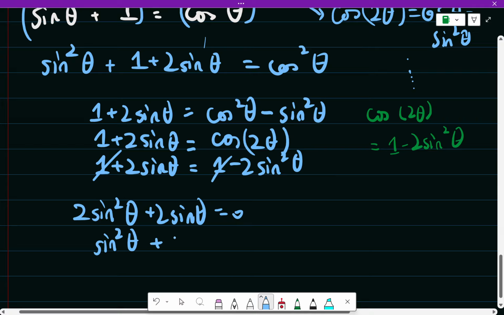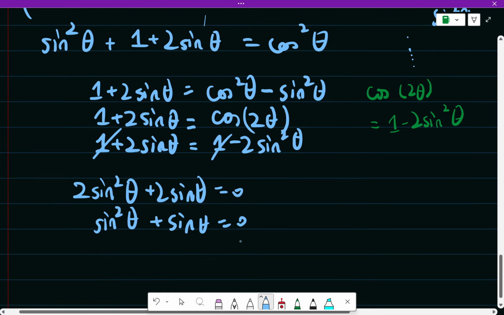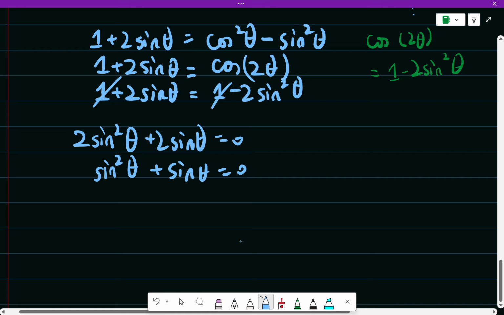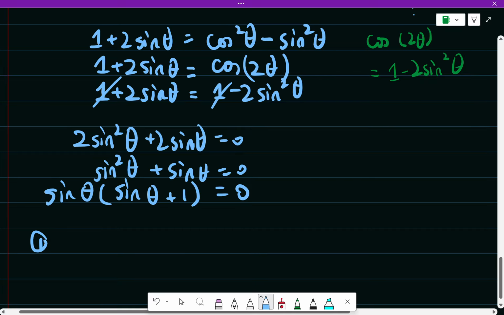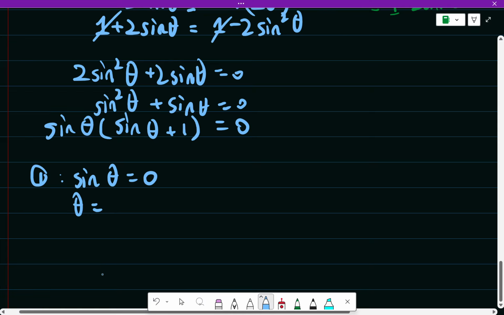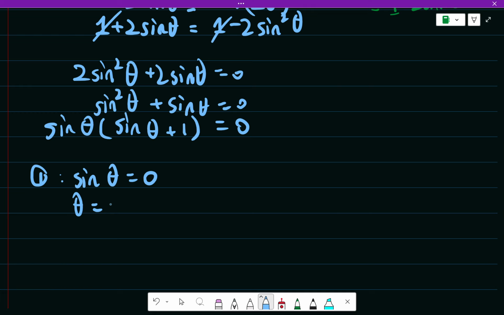Divide by 2 on both sides. We would have sine squared theta plus sine theta is 0. And we can factor 1 sine theta out. And inside the bracket, we would have sine theta plus 1 is equal to 0. So still two possibilities using the zero product law. The first one is sine theta is 0. Then we would have theta is pi plus n pi. N is integers.